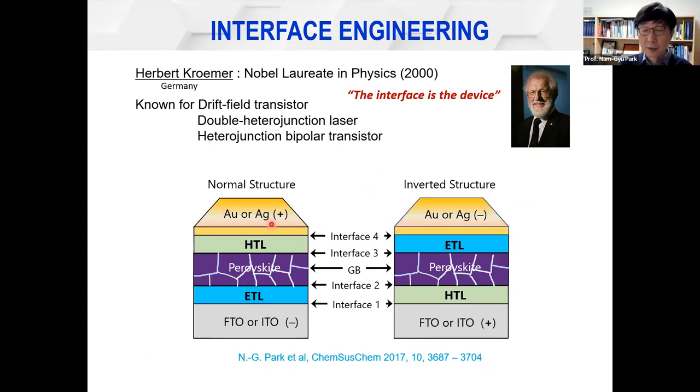For instance, here normal structure, inverted structure, we have the same number of interfaces here and also grain boundaries inside the perovskite. Therefore, we have to control all of the interfaces, because the important point in the perovskite solar cell structure is that the interface is a hetero interface, it's not a homogeneous interface. Therefore, it is very difficult to control, with many hetero interfaces as compared to homo interface.